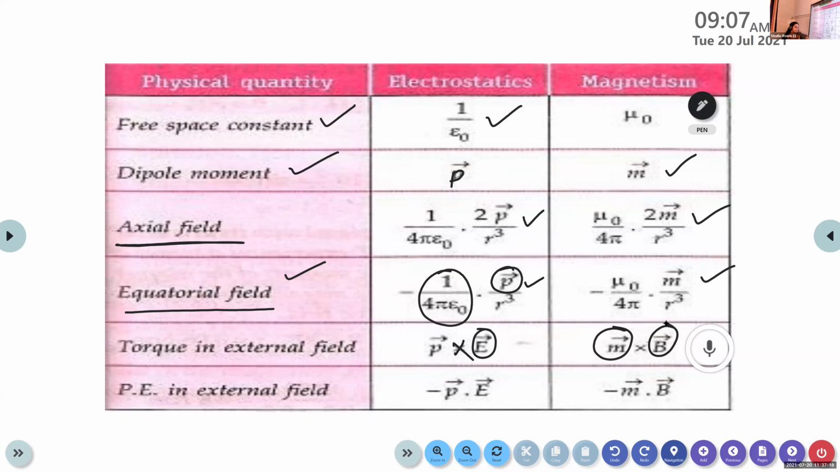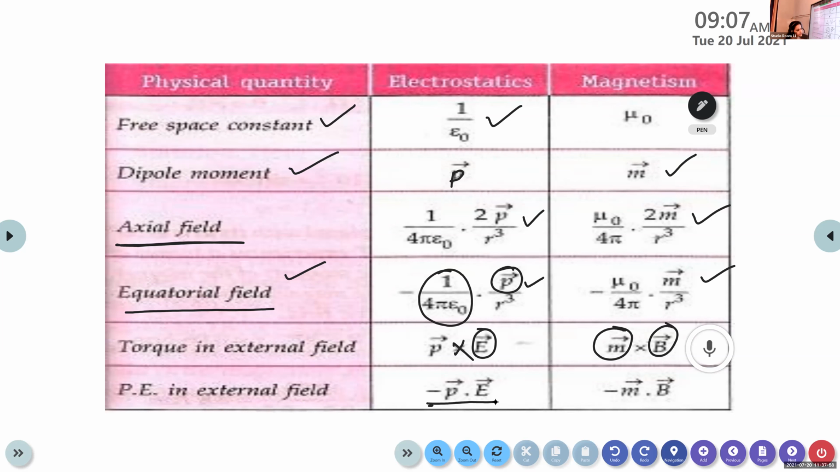Then the last one is potential energy in an external field, which we are going to discuss next. Keep in mind that the potential energy in an external field is given by minus P dot E, that is minus PE cos theta in electrostatics. But in magnetism, it is minus MB cos theta, or we can write minus M dot B. We are going to discuss that in our next topic, potential energy in an external field due to magnetism. So this is just a comparison between each physical quantity in electrostatics and magnetism.